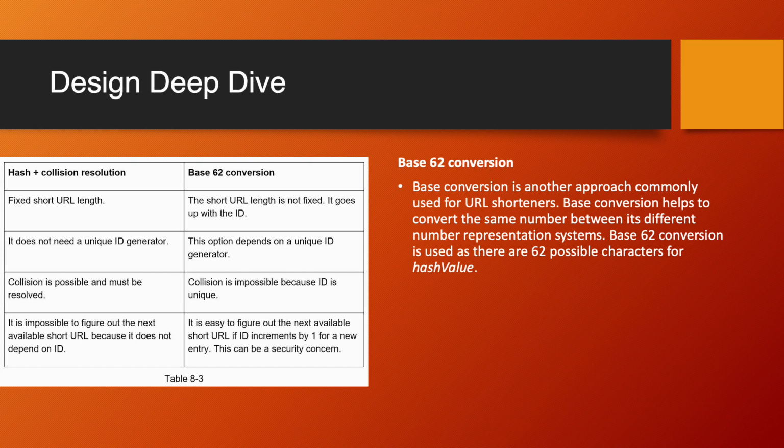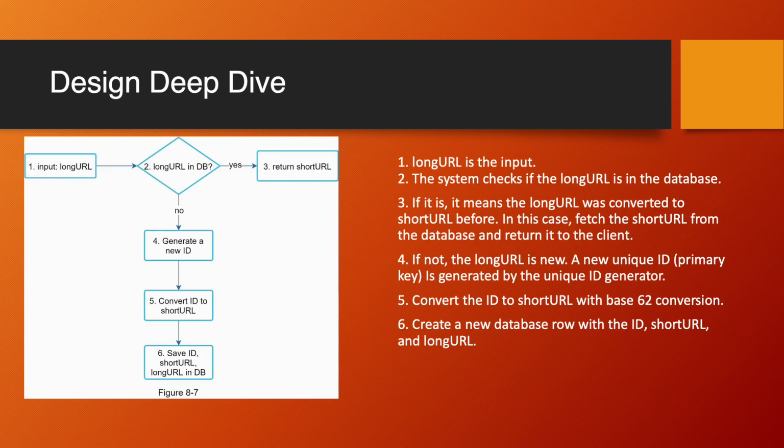This table captures the differences between hash plus collision resolution and base 62. For base 62, the short URL is not fixed. It goes up with the ID. This option depends on the unique ID generator. Collision is impossible because the ID is unique. It is easy to figure out the next available short URL if the ID increments by 1 or a few entries, which can be a security concern.